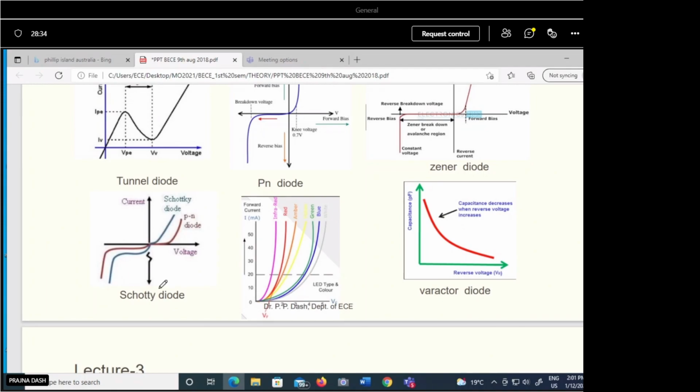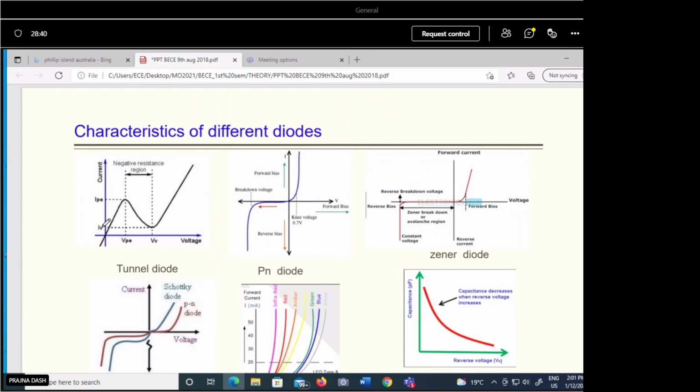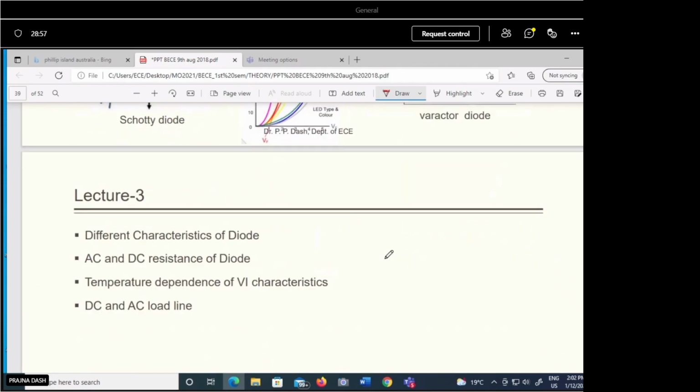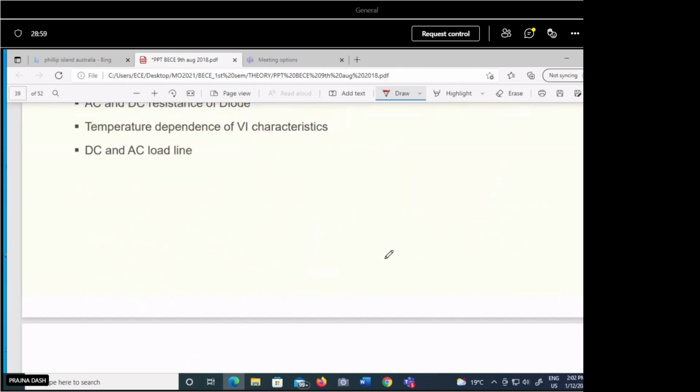Like this is the tunnel diode. The tunnel diode is a different type of diode. This above one is the tunnel diode. The characteristics are totally different. The diode is the same kind of device, but its characteristics are different. Its construction is different, and its application is also different. So you focus only on the PN junction diode and the Zener diode. This is about the characteristics of your PN junction diode.